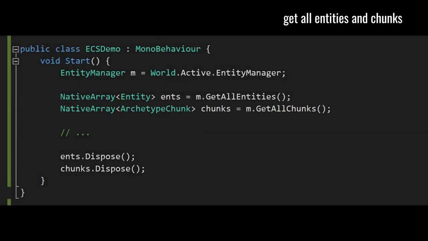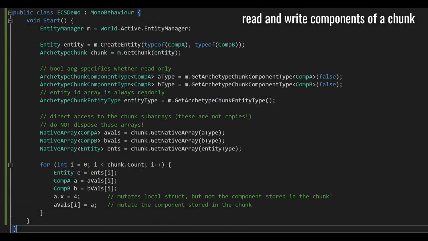Though generally useful only for debugging purposes, we can get all the entities or all of the chunks from an entity manager. The getAllEntities and getAllChunks methods return native arrays, which we must dispose of when we no longer need them. We can get the chunk an entity is stored in by calling getChunk, and then we can iterate through all of its entity IDs and components.